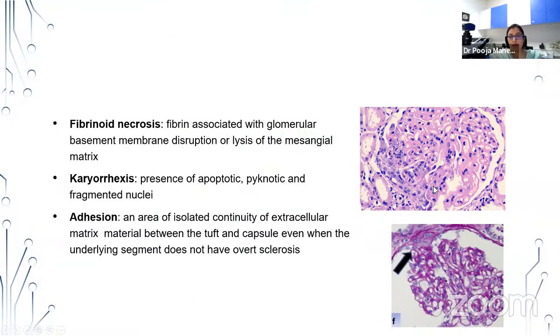So this is a cellular crescent. This is a tuft, and the capillary walls are thickened over here. And this dark blue material is karyorrhectic debris. The reddish part in between is the fibrinoid necrosis. We will see more pictures.